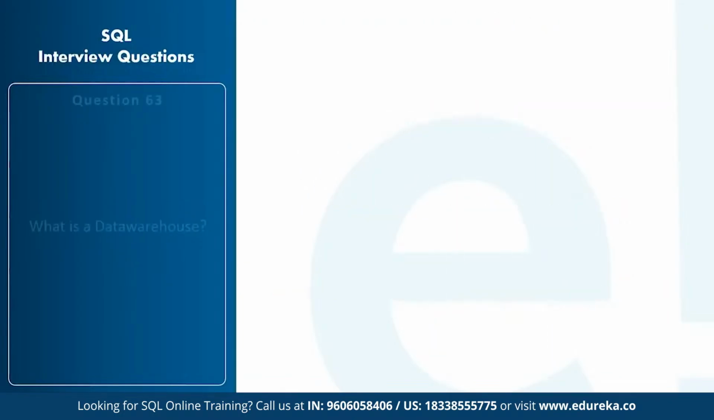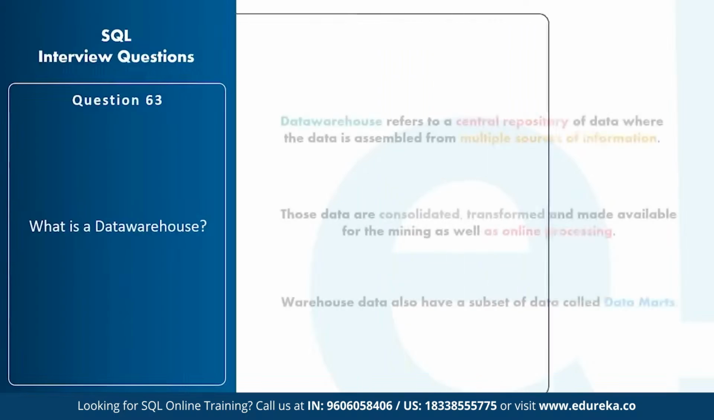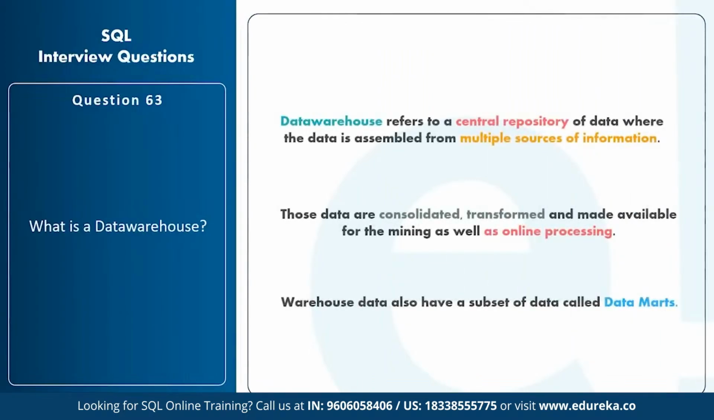Next, let's understand what is a data warehouse. Data warehouse refers to a central repository of data where the data is assembled from multiple sources of information. Those data are consolidated, transformed, and made available for mining as well as online processing. Warehouse data also has a subset of data called the data mart. So data warehouse can be understood as a central repository of data where the data is assembled from multiple sources of information. So guys, that was about data warehouse.